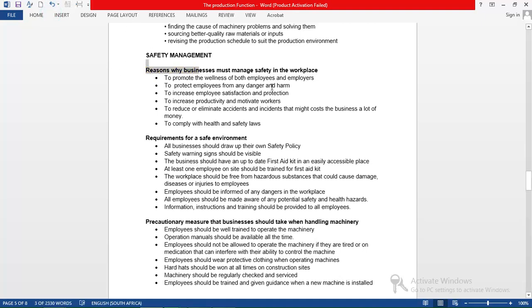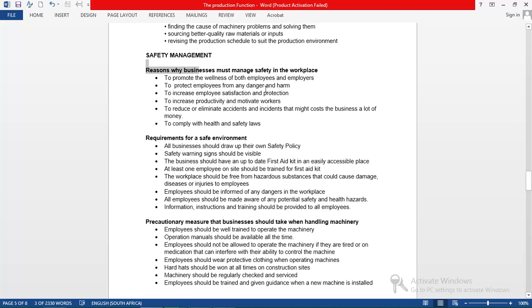So what are the reasons why we should manage safety in the workplace? We need to promote the wellness of both the employees and employers. The wellness of workers and the wellness of the employers is very important in the business, because that's exactly where the business gets its money from. Business gets money from how employees are working in the business. So the business should care for the wellness of the employees.